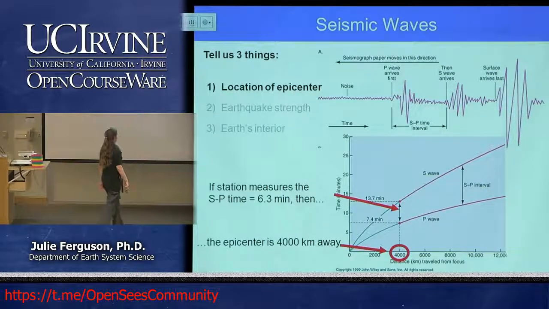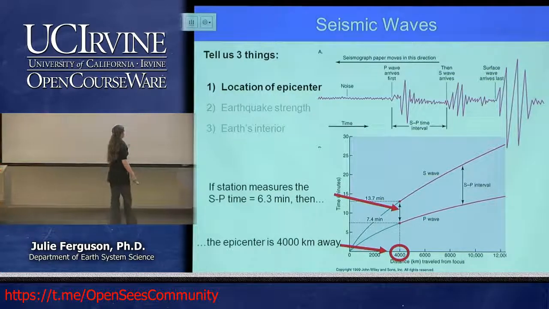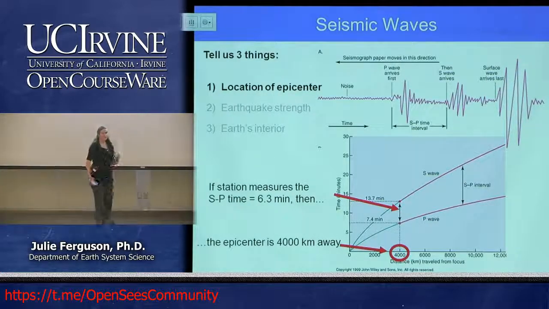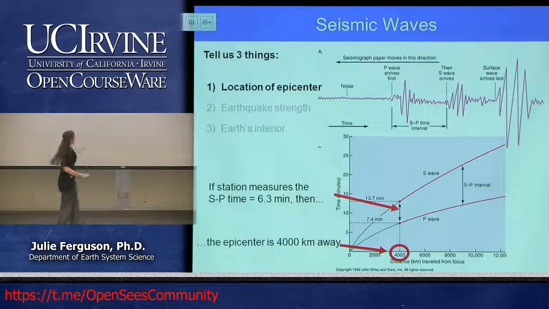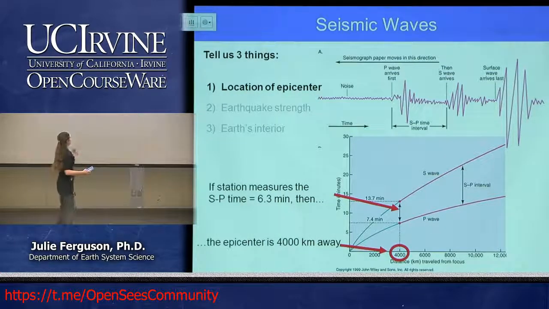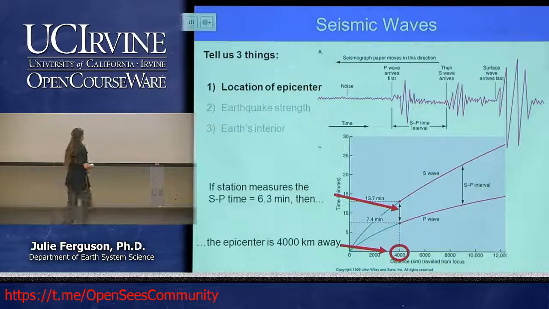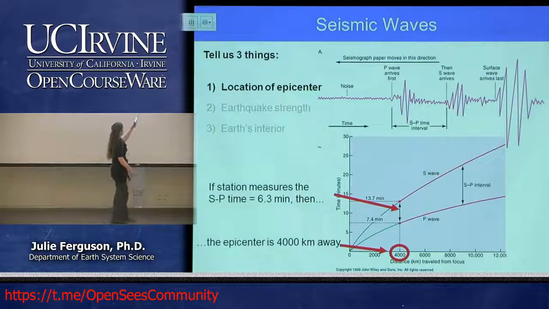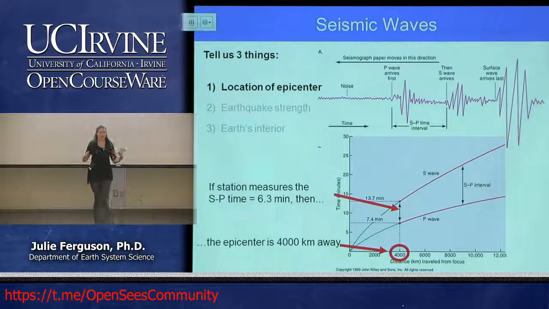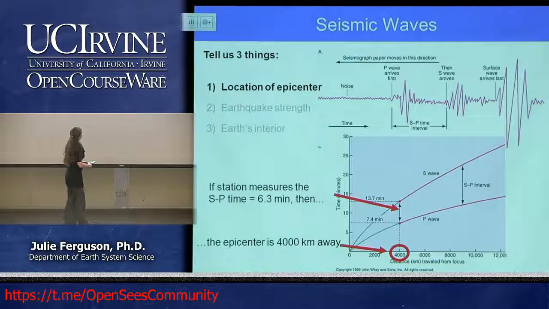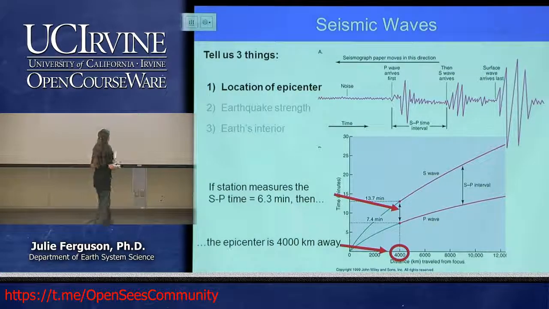And this is what my graph shows here. You can see that the lower line shows P waves, showing distance in kilometers from the focus along the x-axis versus time. So in our example here, at 4,000 kilometers distance from the epicenter or the focus, it takes our P waves 7.4 minutes to arrive. And it takes our S waves, the upper line there, 13.7 minutes to arrive.